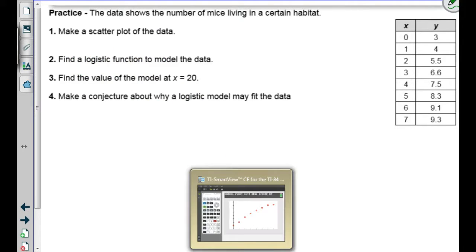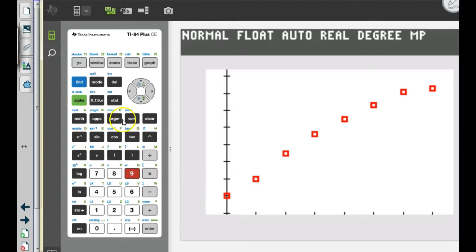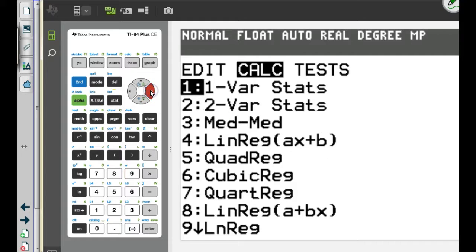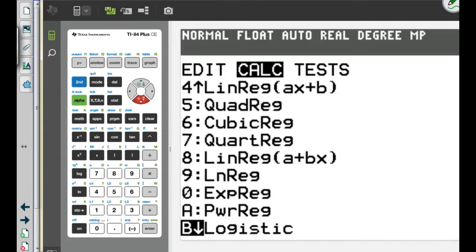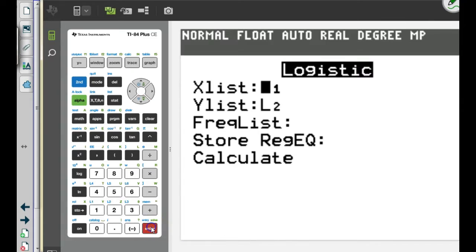Now, logistic has the word log in it, but be real careful because it's not the log. It's stat, right arrow, and it's not ln, okay? It's not the logarithmic regression. It literally says logistic down here at B. Did everybody find it? Now, this is kind of weird because I think this is the one that takes quite a while to calculate on your calculator.